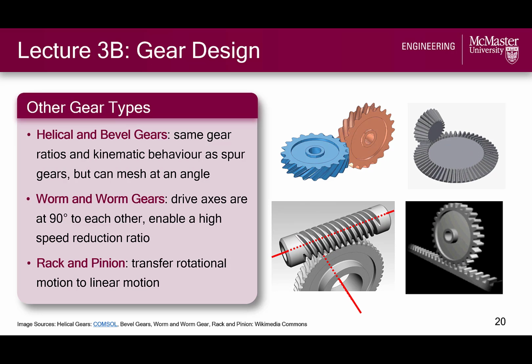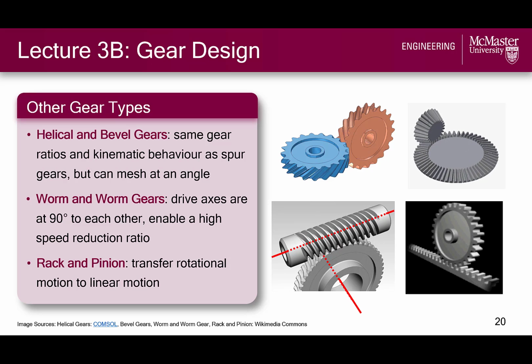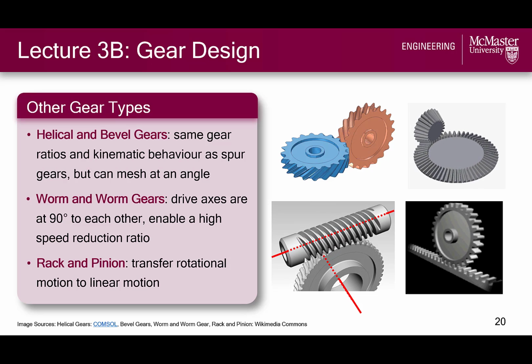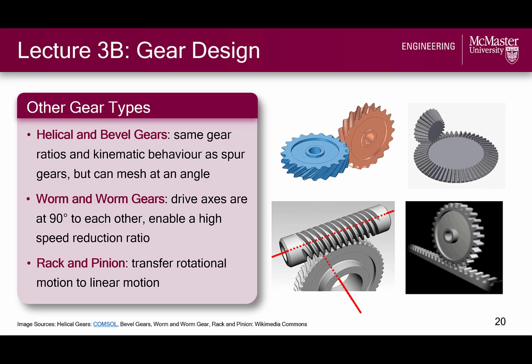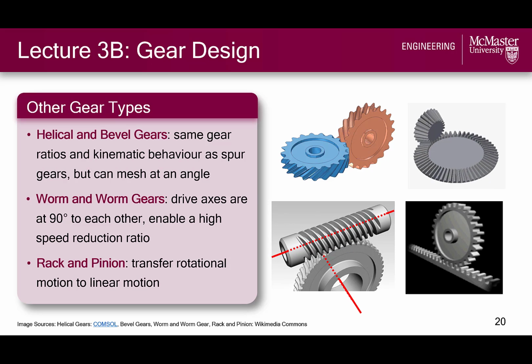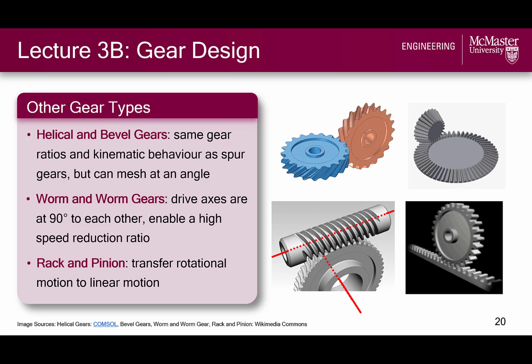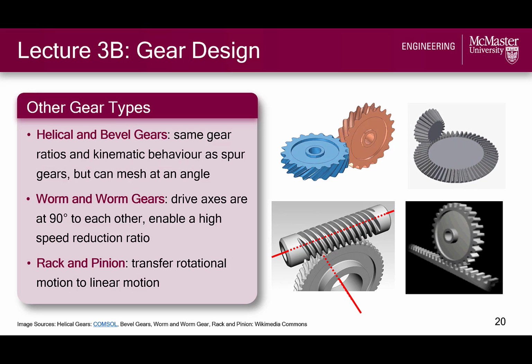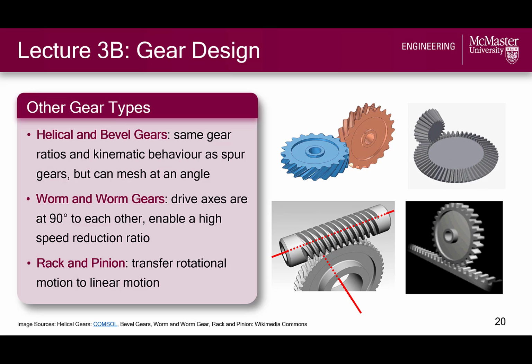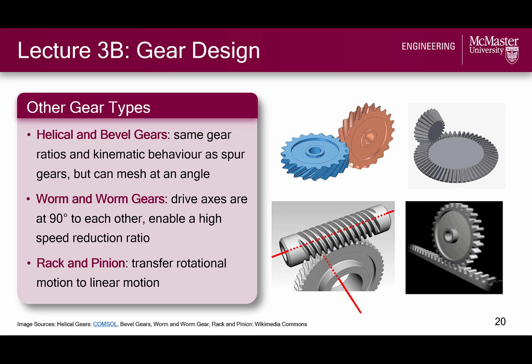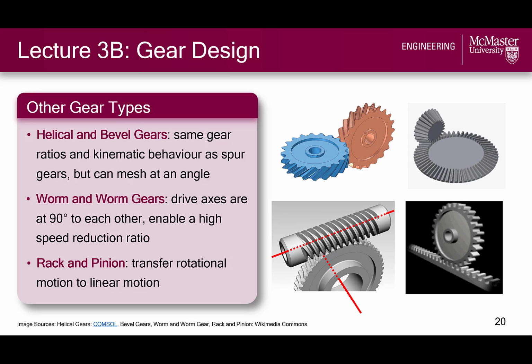Now, we focus mainly on spur gears in these lectures, but the same general design principles apply to bevel and helical gears, as well as worm and worm gears. We also introduced the rack and pinion as another gear type to transform rotational motion to linear motion instead. So the first step in gear train design is most often to determine the appropriate gear type for the application in question, followed by determining the gear train configuration in terms of the number and arrangement of gears, and then setting gear design parameters according to the formulae that we saw on the previous slides.